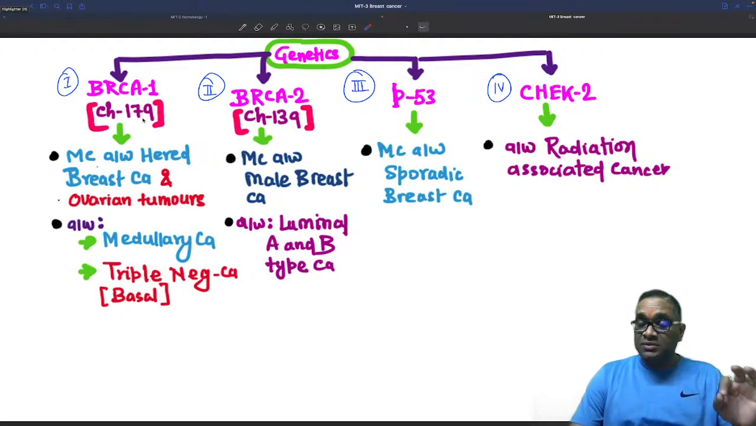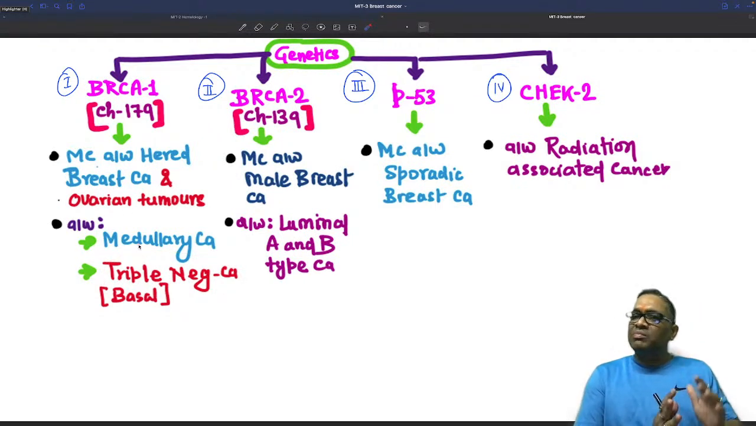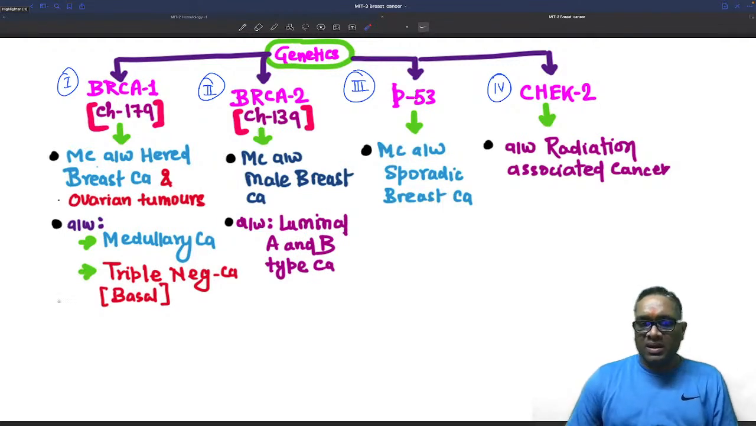Most common association is with BRCA1, and they are also associated with which other variant of the tumor, medullary carcinoma of the breast. On molecular classification they will be triple negative. Triple negative means ER negative, PR negative, and HER2 negative, right? And this will be the basal type of breast cancer. So this is the BRCA1.